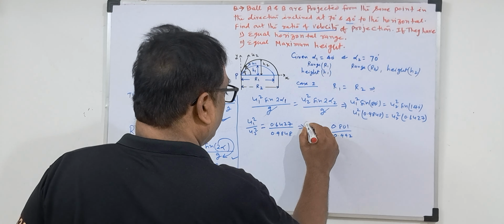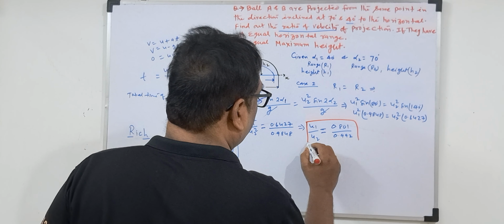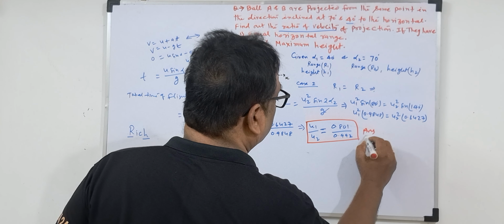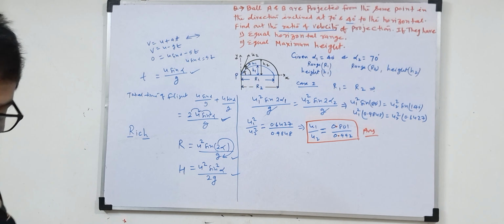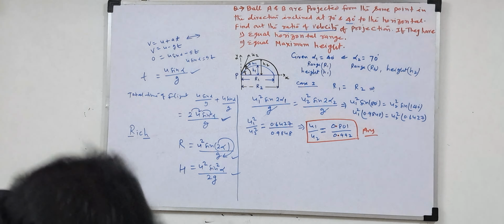If the range they gave is equal, what is the ratio of the velocities? This is the ratio of the velocities.